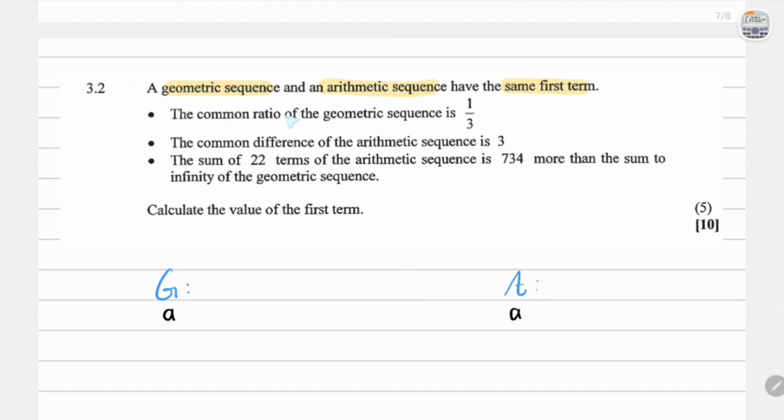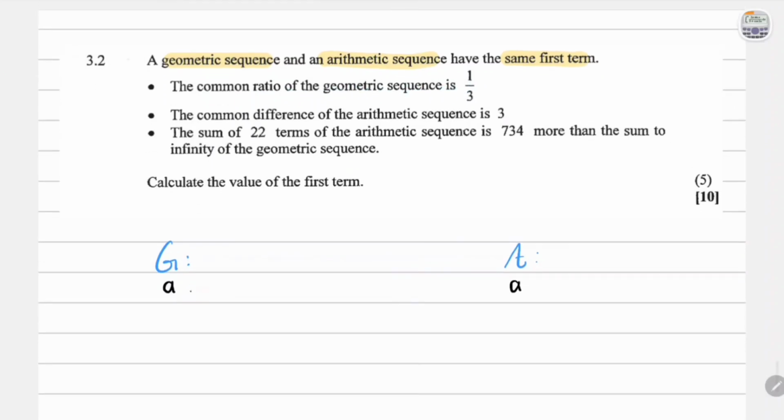And then they tell us that the common ratio of the geometric sequence is 1 over 3. So here, r equals 1 over 3. And here the common difference of the arithmetic sequence is 3. So d equals 3. Then they tell us that the sum of 22 terms of the arithmetic sequence is 734 more than the sum to infinity of the geometric sequence.